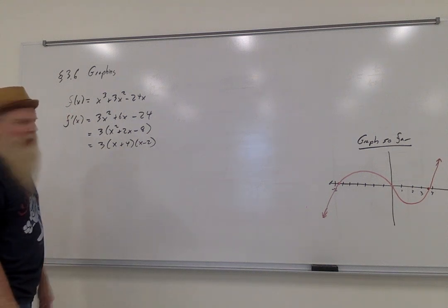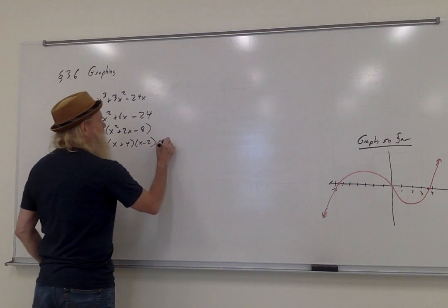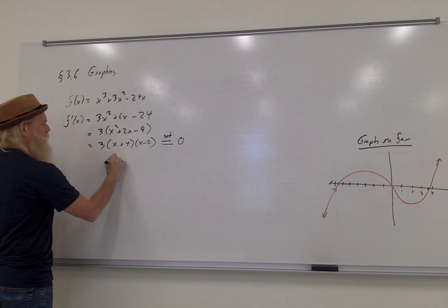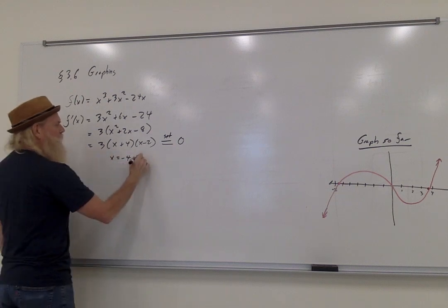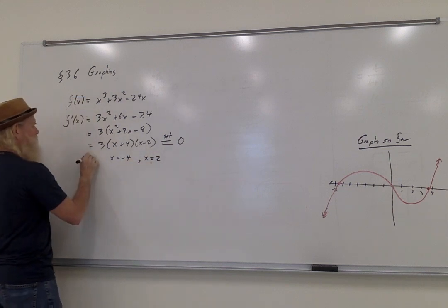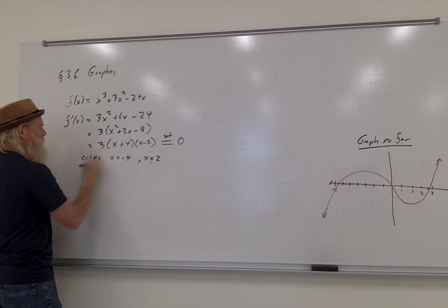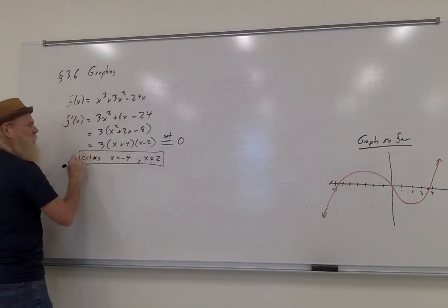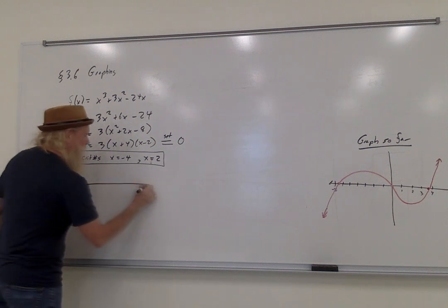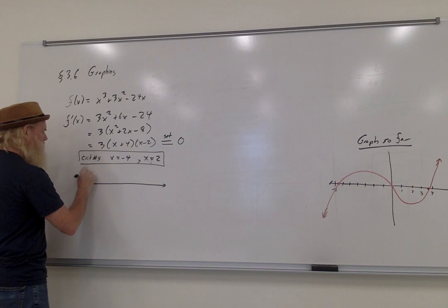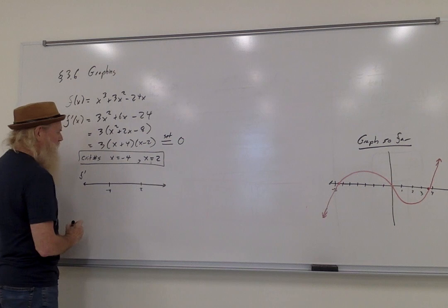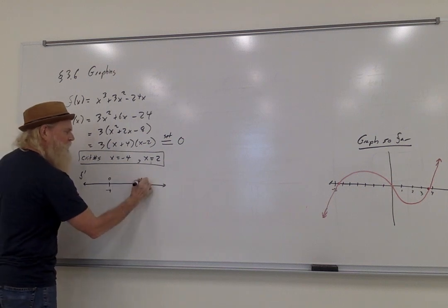So we can find our critical numbers by setting the first derivative equal to 0. So let's set that equal to 0. And notice that gives us two solutions, negative 4 and positive 2. Those are the critical numbers of the function. Now drawing a number line just for the first derivative, we can place our two critical numbers on there, negative 4 and positive 2. And I'll make a note that the derivative is 0 at each of those.